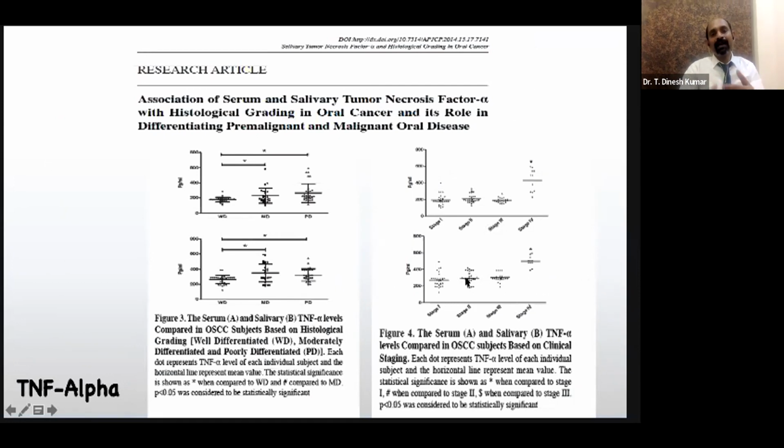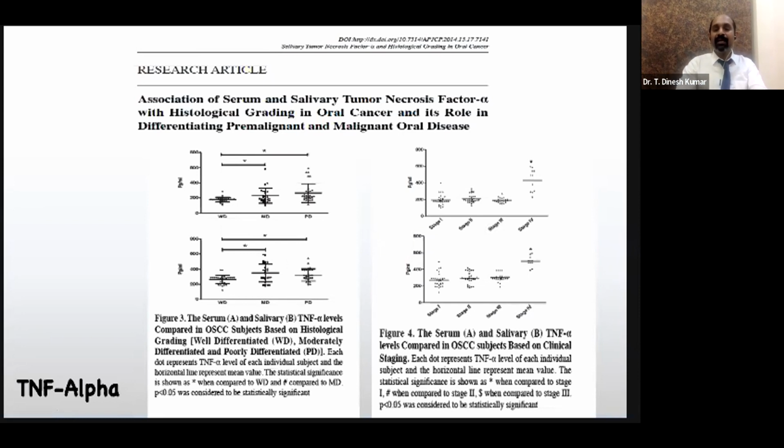So we tried to correlate if there was any significant increase from a very early stage to a late stage. There was an exponential increase in the levels of this TNF alpha from the early stage cancer to an advanced stage cancer. Which means that this tumor necrosis factor alpha could be used as a prognostic marker for this oral squamous cell carcinoma.